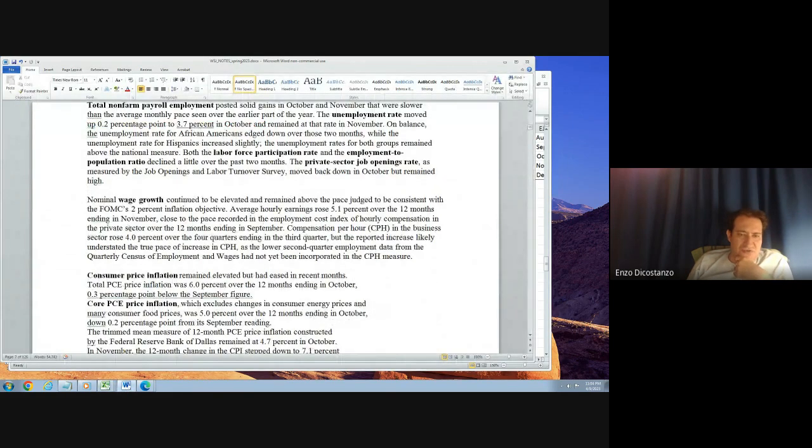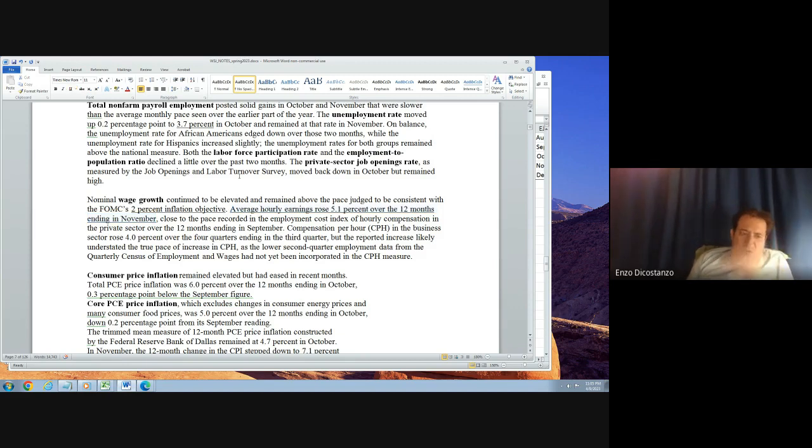Then it says nominal wage growth continues to be elevated, remaining above the pace judged to be consistent with the Federal Open Market Committee's 2% inflation objective, which we look at often here. It says average hourly earnings rose 5.1% in the 12 months ending November. Close to the pace recorded in the employment cost index of hourly compensation over the 12 months ending in September. Compensation per hour in the business sector rose 4% over the 4 quarters ending in the third quarter, but the reported increase likely underestimated the true pace of increase, as the lowest second quarter employment data from the quarterly census of employment did not incorporate the CPH measure.